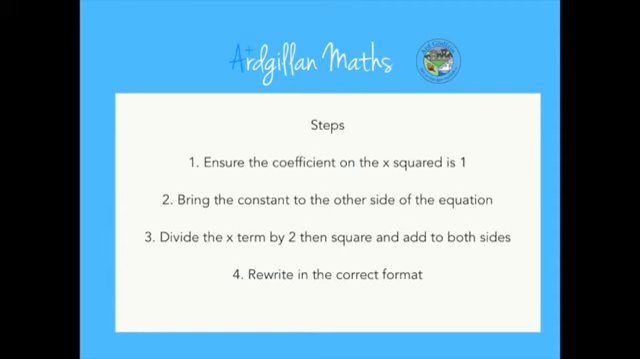Just to recap the steps, step 1 is to ensure that the coefficient on the x squared is 1. The second step is to bring the constant over to the other side of the equation. The third step is to divide the x term by 2, then square and add to both sides. And the fourth step is to rewrite in the correct format.